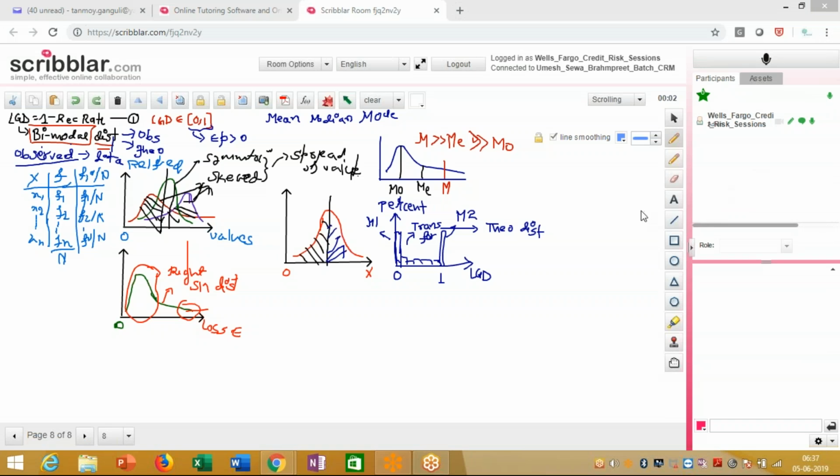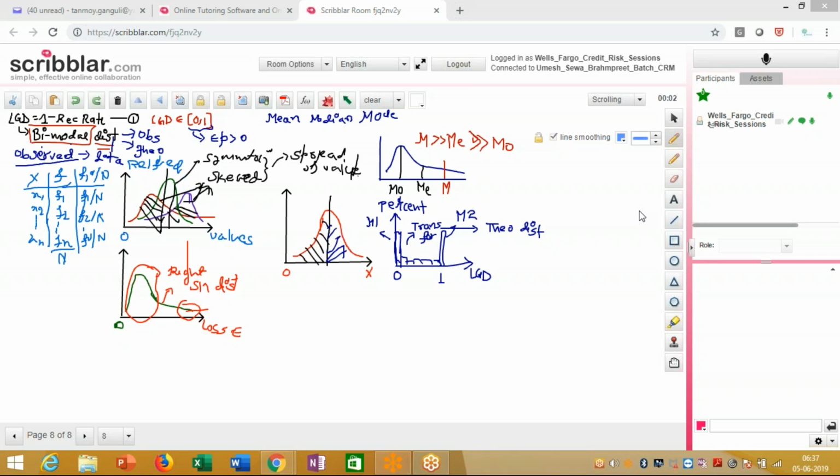So, in the last class, we saw that we started off our discussion with the fact that the loss given default is nothing but 1 minus the recovery rate, right? And that it is a bimodal distribution. Now, when I talk about a loss given default having a bimodal distribution, there are two questions that come out to me. The first question is, what exactly is a modal or what exactly is a bimodal distribution?